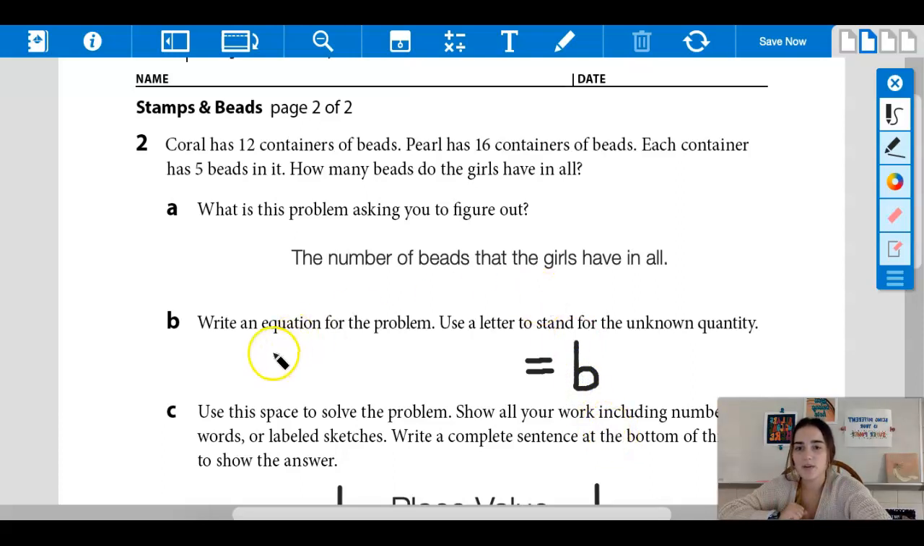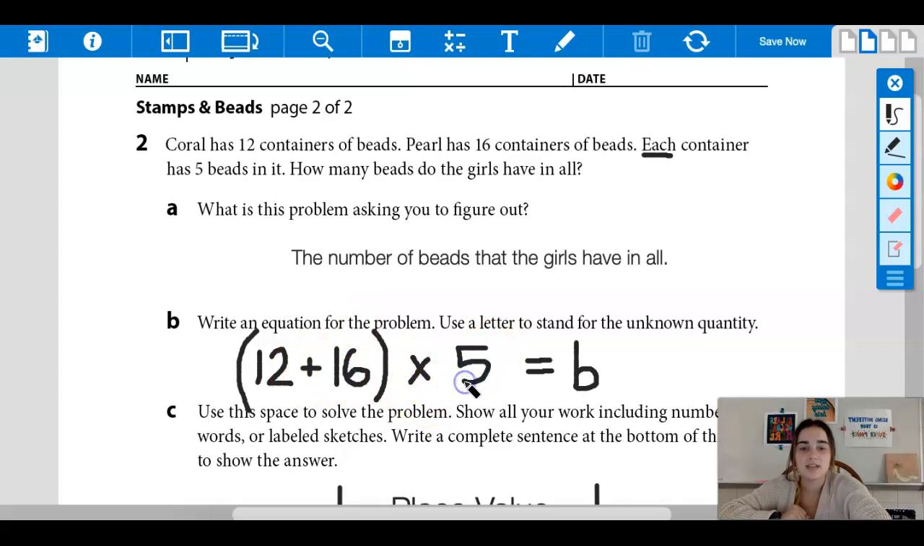Okay, so now we know that Coral has 12 containers and Pearl has 16. We need to figure out how many containers they have together first. That is the first thing we need to figure out. So when we see these parentheses, that means you have to do that first in the problem. All right, so we will solve that first. But then we need to figure out how many beads are in all of those containers or in each container. So that keyword each tells us that we need to multiply to say that, well, we have this many containers and each has 5 beads inside of it. And that will give us the total amount of beads.